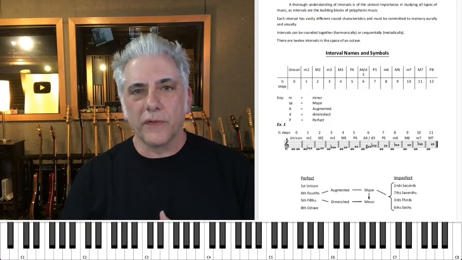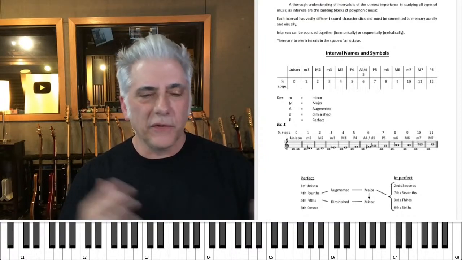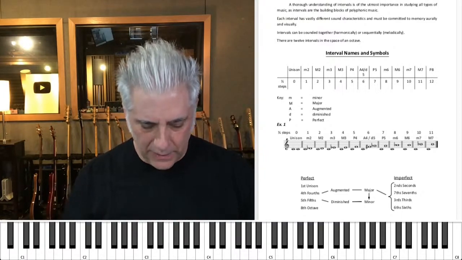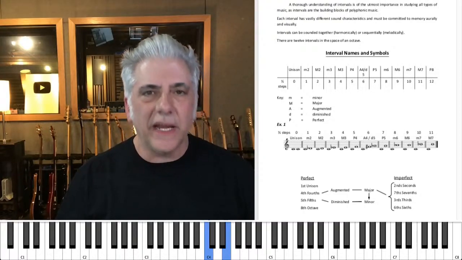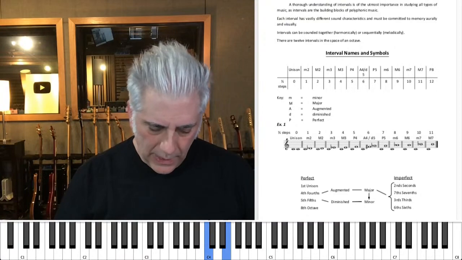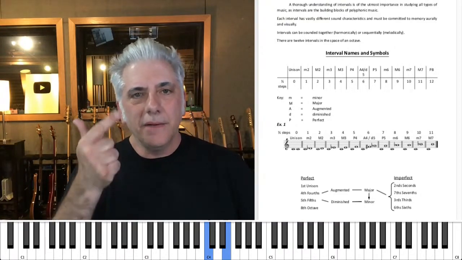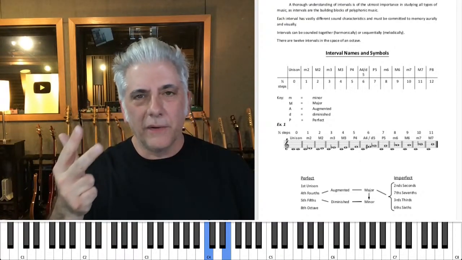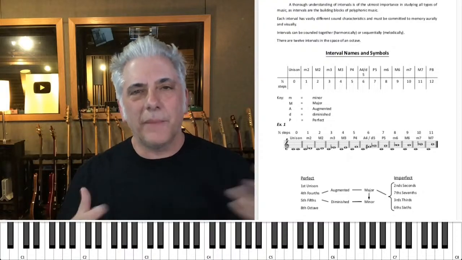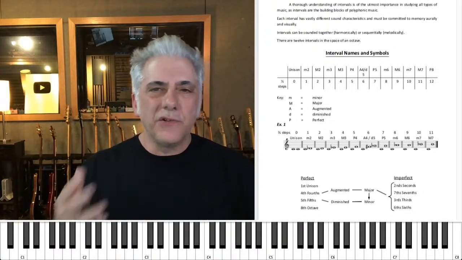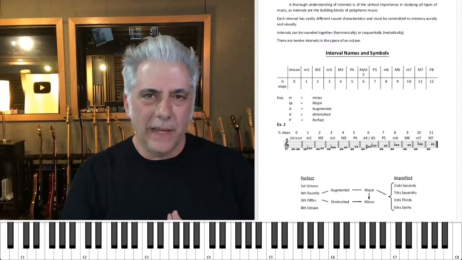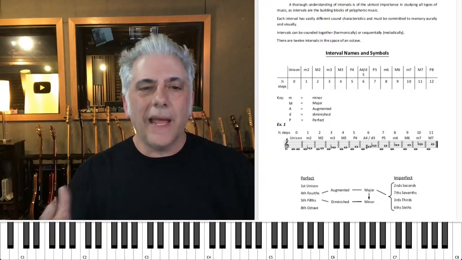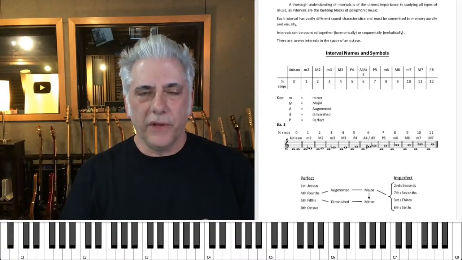Descending intervals work the same way. It doesn't matter whether they're ascending or descending. If I go E to C, you go E, D, C: 3 letter names spanned. It's the same thing. You look at how many half steps. That is a major 3rd, whether you're going from C to E or E to C. So that actually makes it easy with intervals.